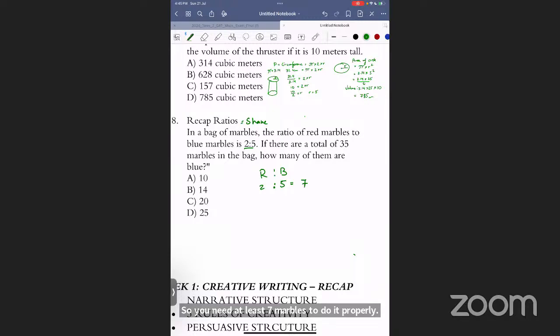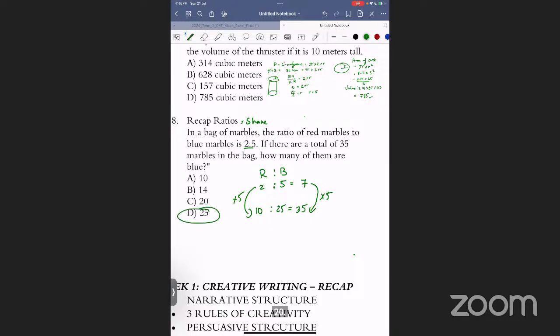And the question says we have 35 marbles. How many blue marbles are there? So you go from 7 to 35 by multiplying by 5. So you do the same thing to the left-hand side. 2 times 5 is 10. 5 times 5 is 25. So there are 25 blue marbles.